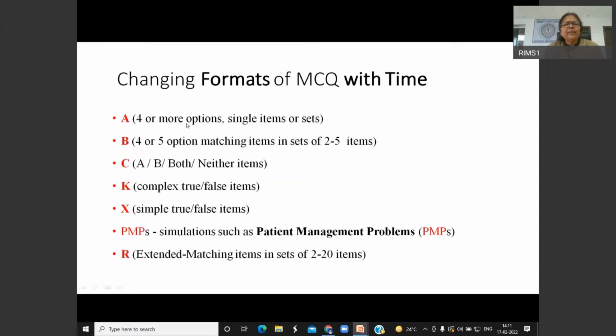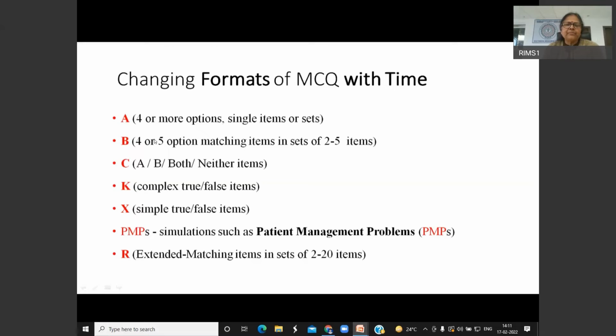Then after some time, they found it was not giving them all what they wanted. So they made some changes and came to the B type of format, which had 4 or 5 options. It would have been matching items. And here what they changed was that they just summed up 2 or 5 items together. We will see its detail later on.